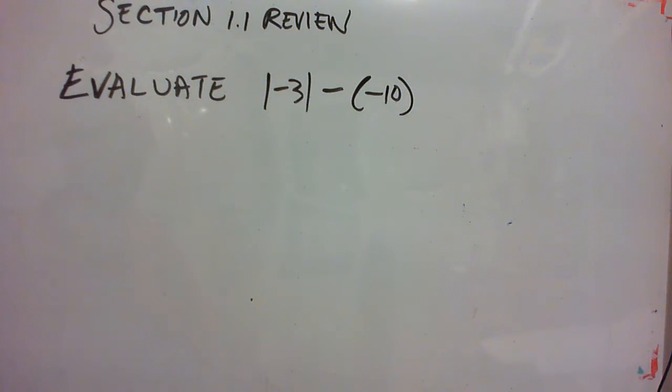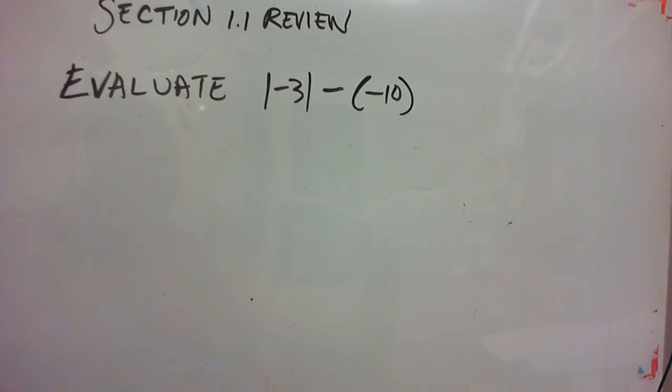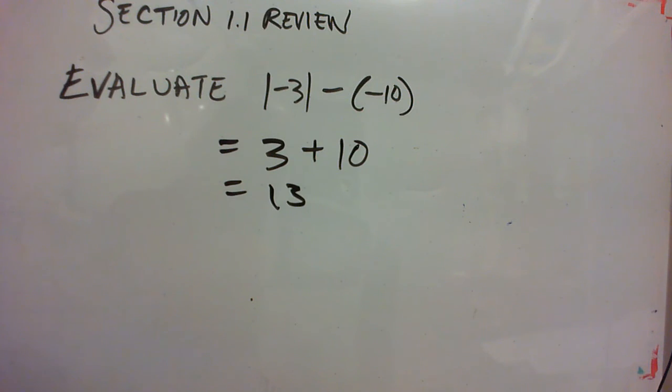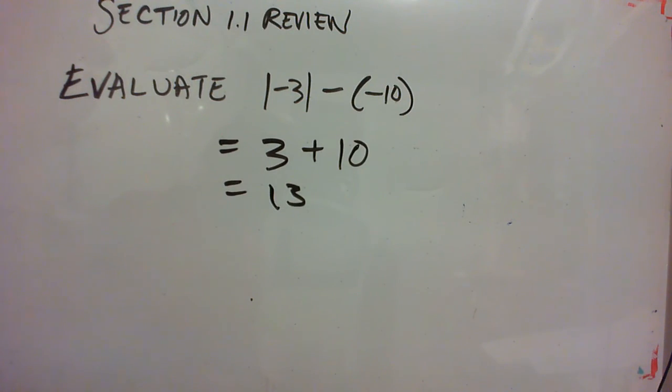And our final review problem is evaluate absolute value of -3 minus a -10. And what you want to do first is rewrite it as an addition problem and simplify that absolute value. So try and do that and evaluate this, and we'll be right back. So the absolute value of -3 turns into 3, and we change minus a -10 into plus 10, and so we have a very simple problem. 3 plus 10 is 13.